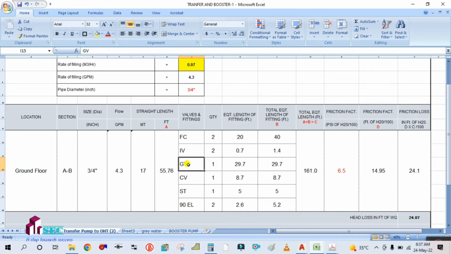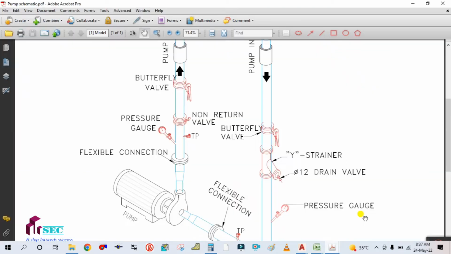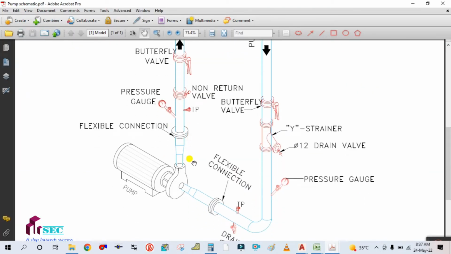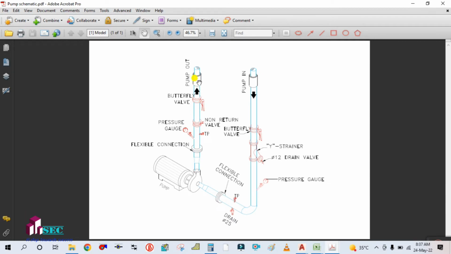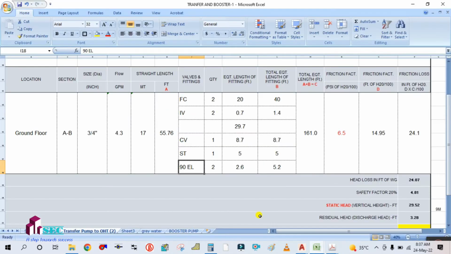There is no more gate valve, so you have to delete this. Check valve is one number and strainer is one number, and elbow fitting is two numbers. You can see this is the fitting, two numbers of elbow, one here and one here. For example, I am taking this example.